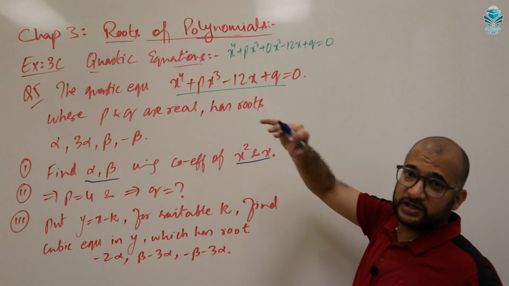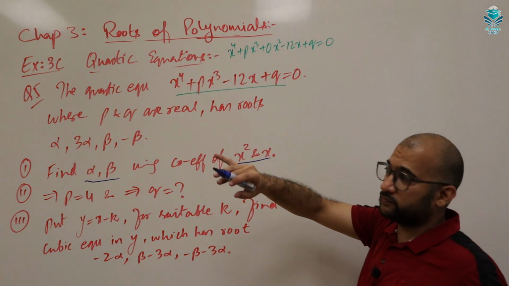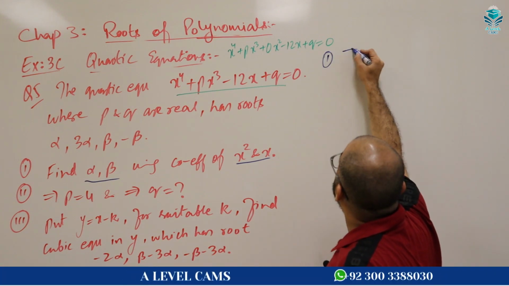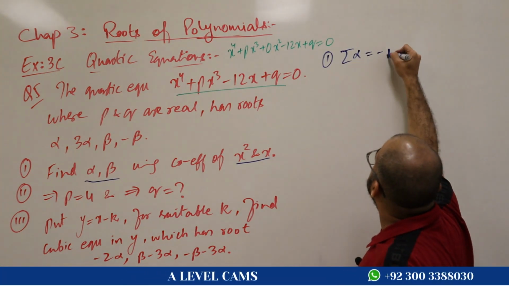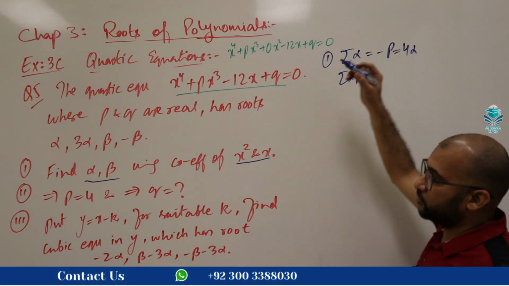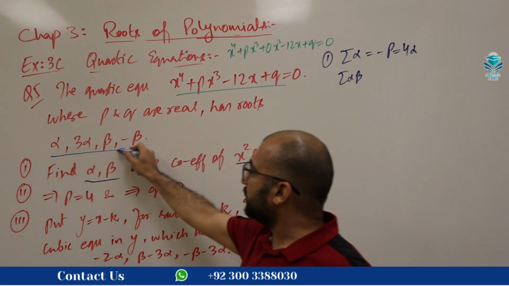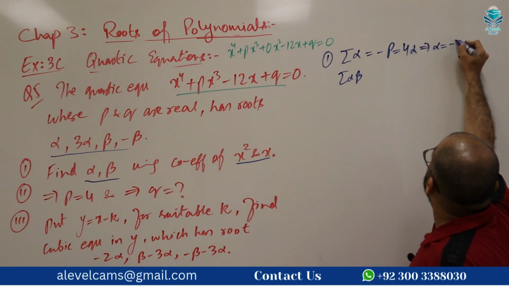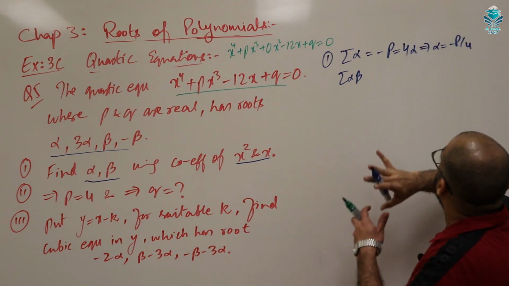So students, the relation between the roots and the coefficients of the polynomial we can write. The sum of the roots is four alpha, because when you add them all you will get 4 alpha. So you can write alpha is minus p by 4.